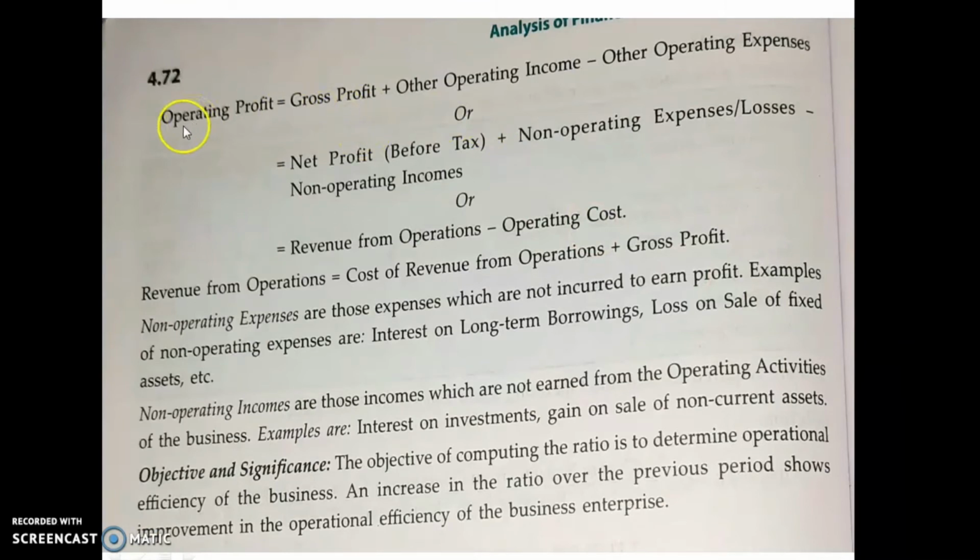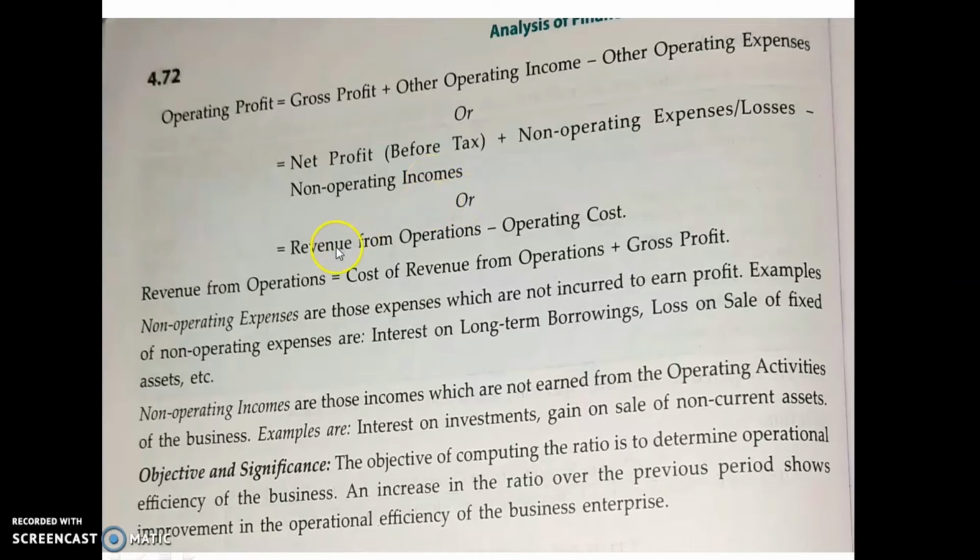As per the formula, you have to calculate operating profit. So here are some formulas to get the operating profit. The first formula you can use is gross profit plus other operating income minus other operating expenses. Or you can use the formula net profit before tax plus non-operating expenses minus non-operating incomes.